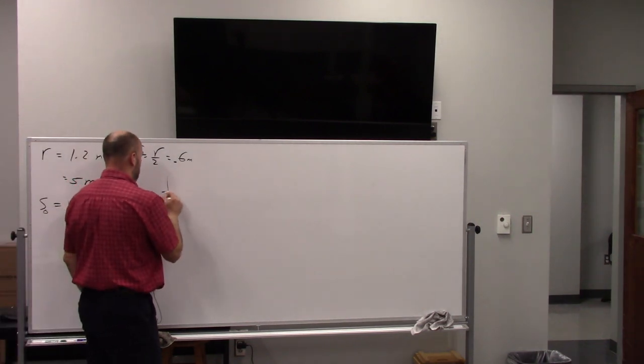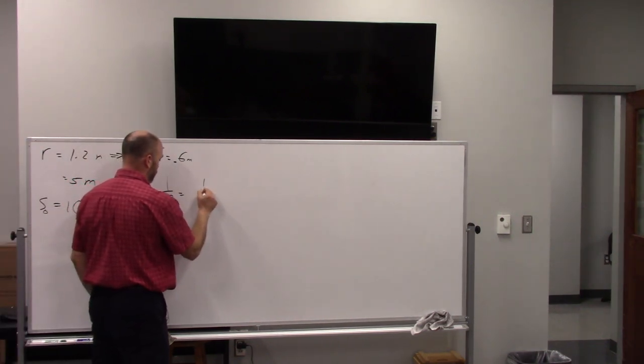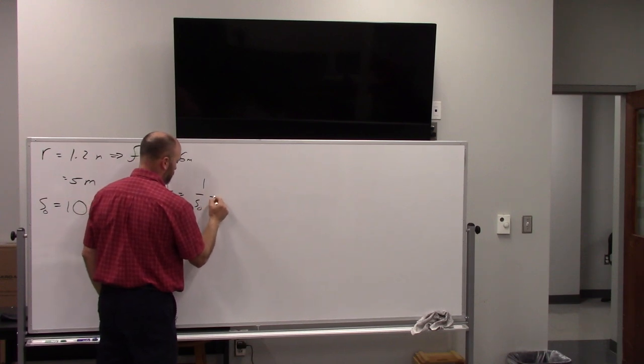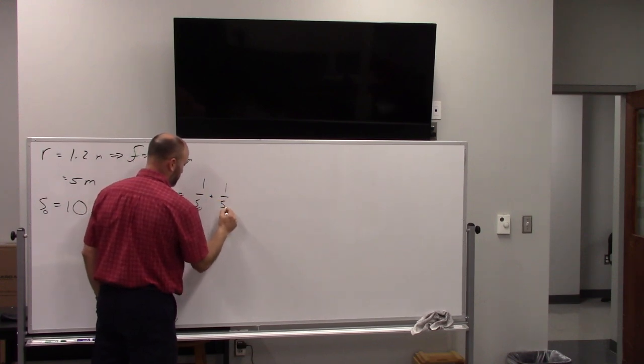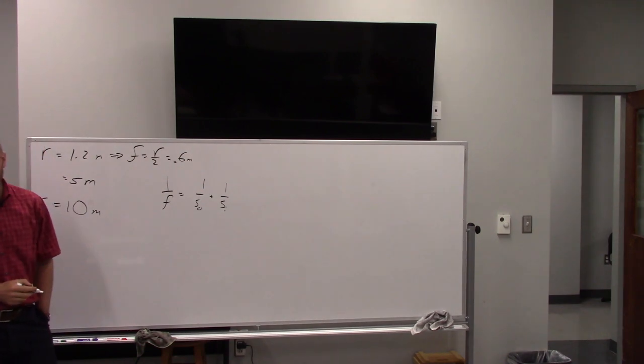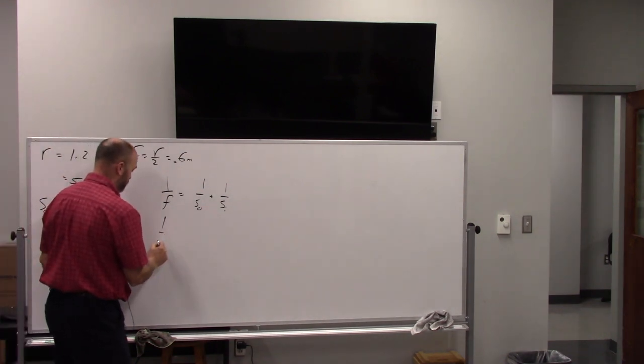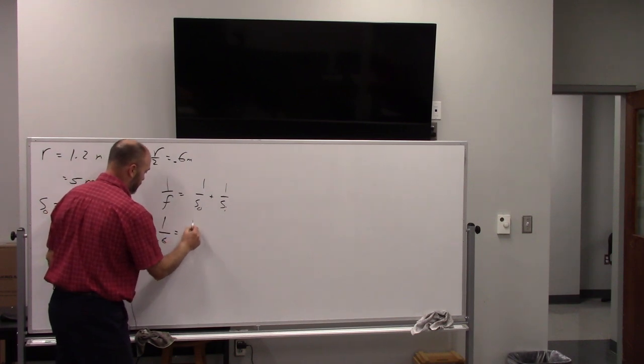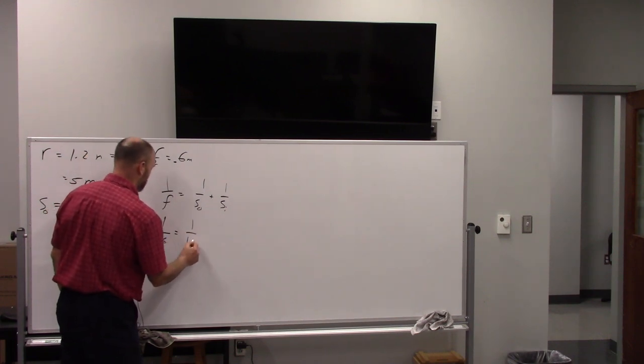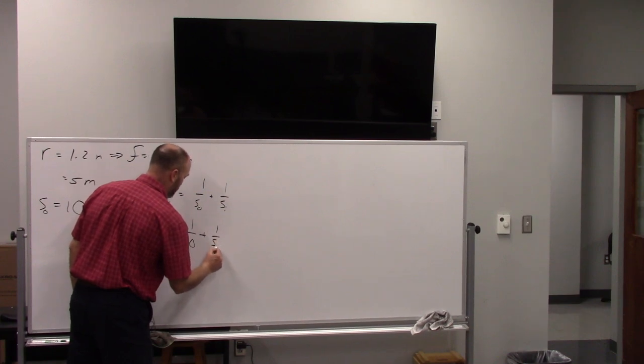So now, 1 over F equals 1 over SO plus 1 over SI. You use this equation for mirrors and lenses. 1 over 0.6 equals 1 over SO plus 1 over SI.